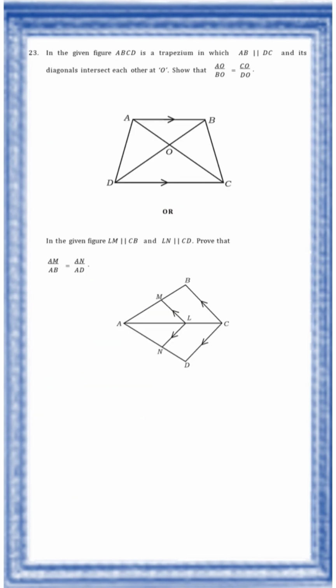Now let us solve the 23rd question. There is an internal choice for this one. Now let us solve this question. In the given figure, ABCD is a trapezium in which AB parallel CD. Look at the figure. And its diagonals intersect at O. AC and BD intersect at O. Show that AO divided by BO is equal to CO divided by DO.